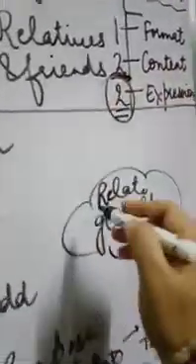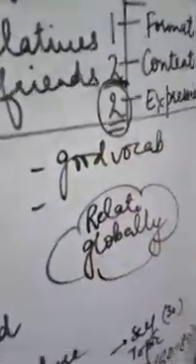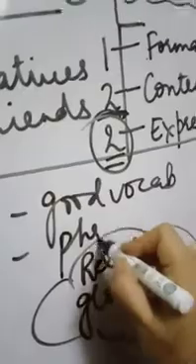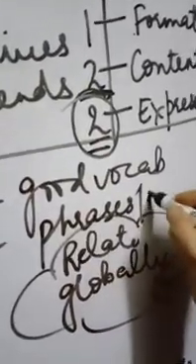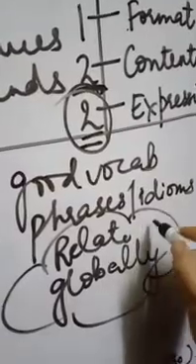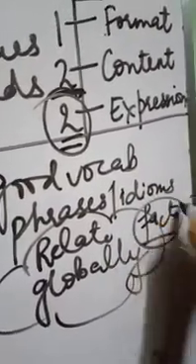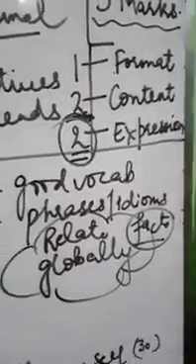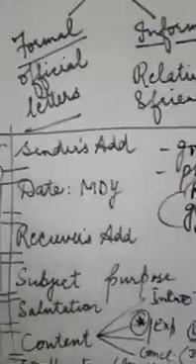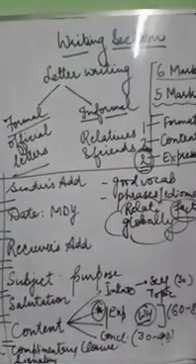Even the expression would give you 2 marks if you use good vocabulary, if you mention phrases, some idioms, and please underline. Also important, all the facts. This is how we need to write. This is how we need to mention our letter writing.